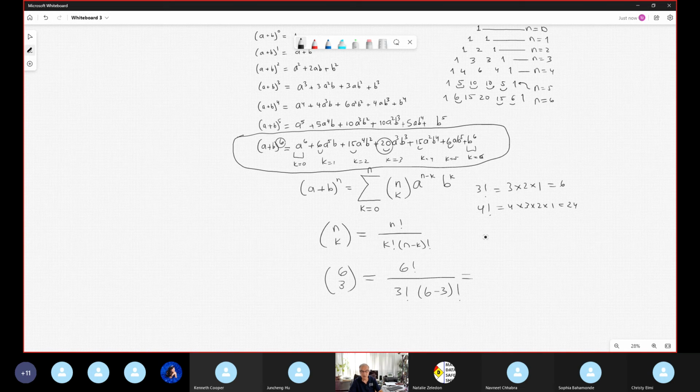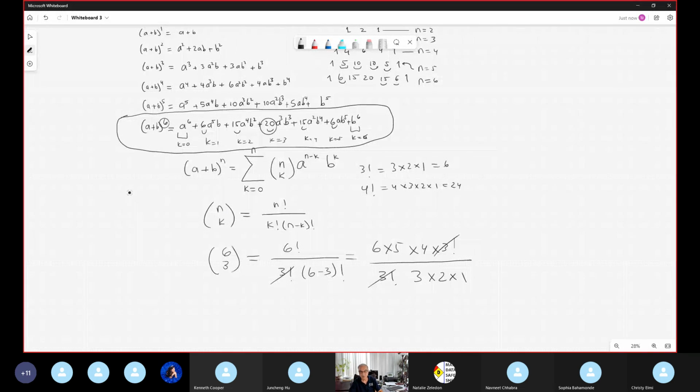Then I expand 6 factorial like 6 times 5 times 4 times 3 factorial and leave it like that. Because I know 3 factorial on the top and 3 factorial on the bottom, this one is gone. And what stays is 6 minus 3, which is 3 factorial, and 3 factorial is 3 times 2 times 1. Now we have 6 times 5 is 30, and 30 times 4 is 120, divided by 6 is 20.